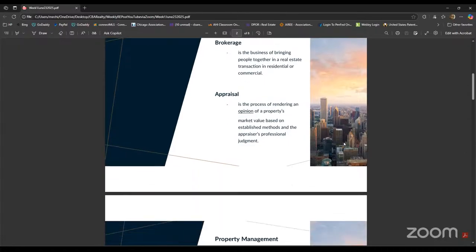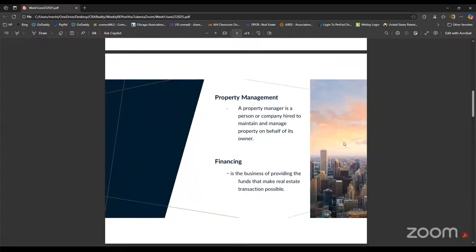So we're on the business of real estate. We have property management. Property management is a person or company hired to maintain and manage property on behalf of its owner. So a property manager is a person that's basically hired by the owner of a complex, be it a single family home all the way up to 200 to 400 units.